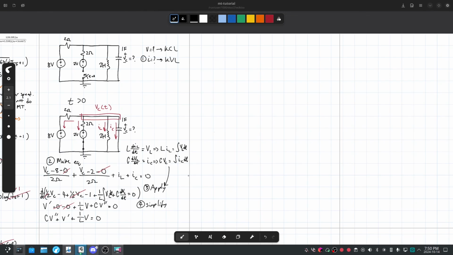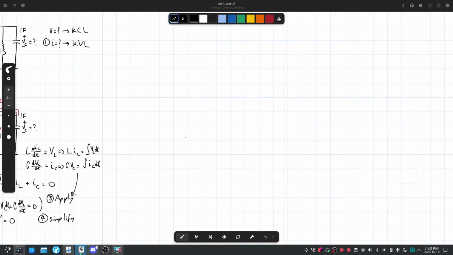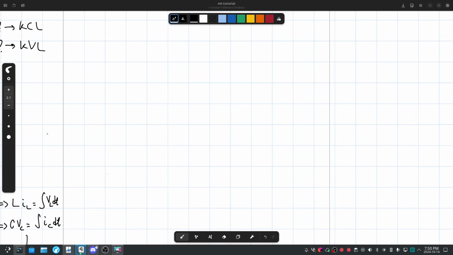Okay. Third order circuits, let's go! God, I love Laplace. Sorry, 1 second. Okay, I'm back.